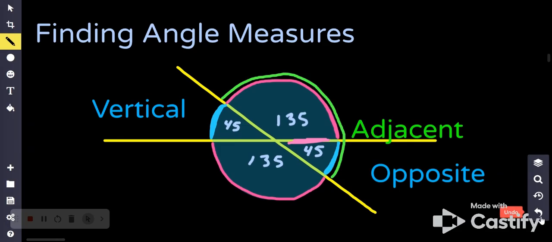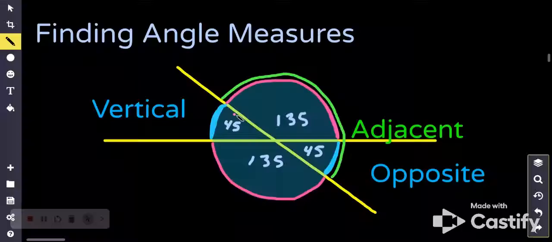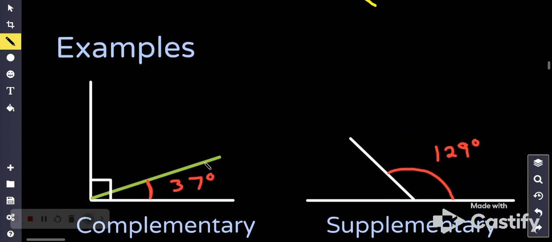So that's adjacent, as opposed to vertical or opposite, where you have two lines intersecting, this angle over here and this angle over here, they're opposites. But we also recognize that by being opposite, they actually have to be the same value. So we have two 135-degree angles and two 45-degree angles. And again, when you add those all up, you get back to 360. That's an important thing to remember throughout these problems: every intersection will always total 360 degrees. So let's look at some examples.